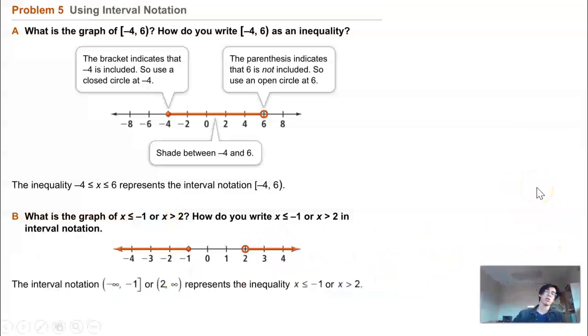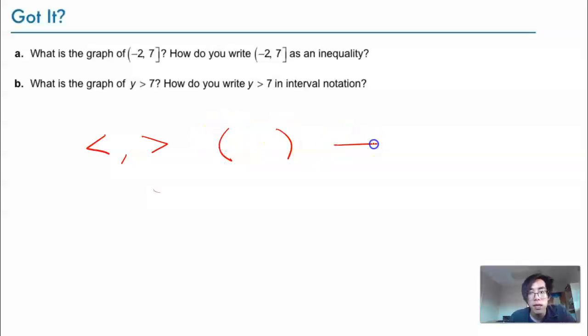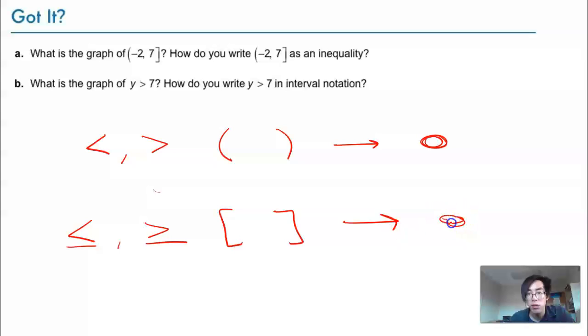So, let me give you all a quick summary for these ones right here. Whenever you have a less than sign or greater than sign, and you have parentheses, this is going to give you an open dot when you graph it. On the other hand, if you have a less than or equal to, greater than or equal to, or brackets, that is going to give you a closed dot on that endpoint of the interval. Okay, so just remember that as you are doing these problems. Go for it.